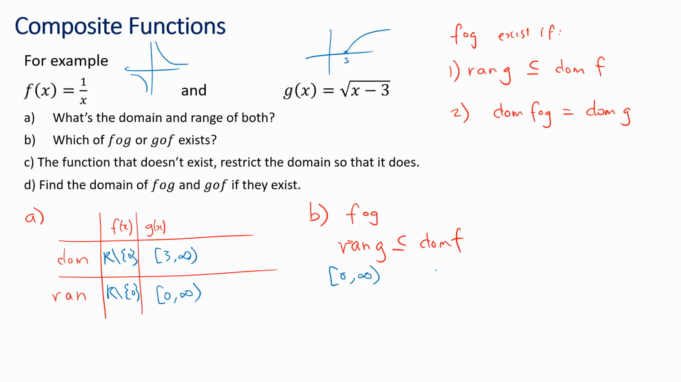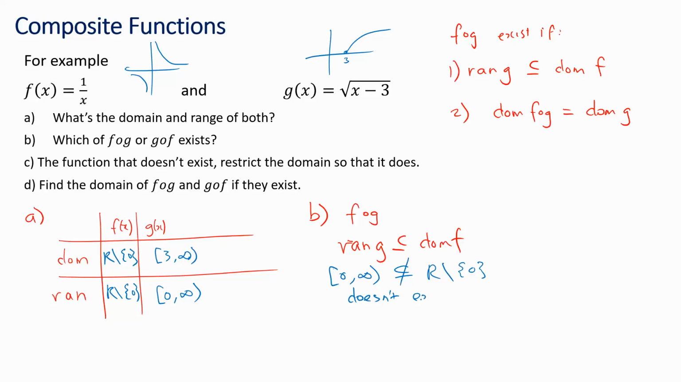And you check if it's a subset of the domain of f, which is R excluding 0. We can already see, is that a subset or is it not? No, good, because this one has negative values, the other one doesn't. It's including the 0, whereas the other one doesn't. So this is not a subset. So that doesn't exist.